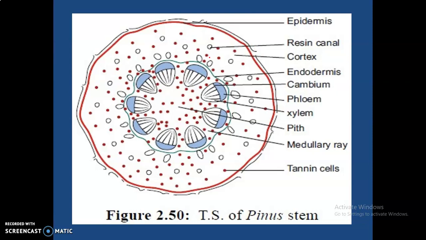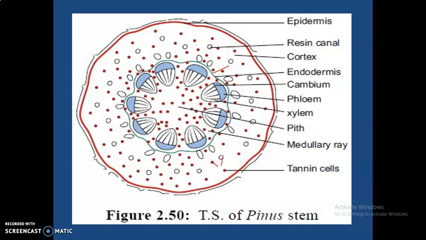There is a wide parenchymatous cortical region. In the cortical region a large number of resin canals and tannin cells are present. That is a peculiar feature of Pinus and the gymnosperms. After that come the endodermis and pericycle. Inside the endodermis and pericycle, vascular bundles are arranged in the form of a ring because the stem of Pinus is also like dicotyledonous stems.